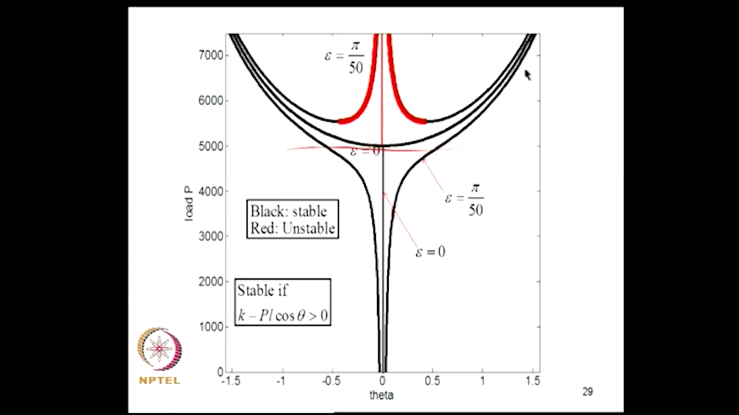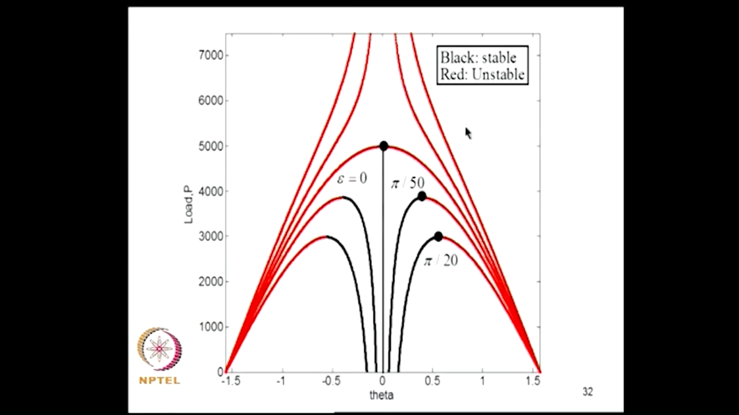It continues to carry the load, but the rate of change of deformation changes as you come close to the critical point, whereas here it simply ceases to be stable. And if there is a greater amount of imperfection, instead of pi by 50, if it is pi by 20, this is the critical load. Now load carrying capacity is this, it reduces. Okay.